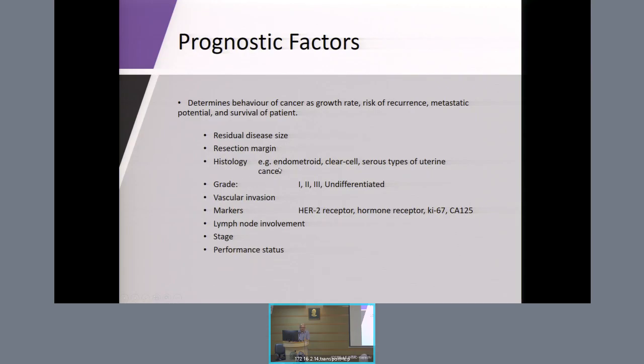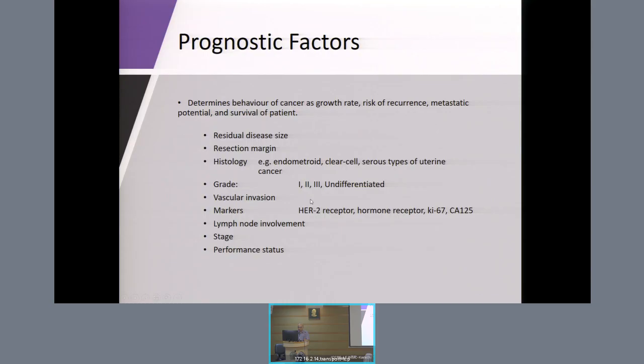Histology. There are certain histological types which have good prognostic features and some are aggressive. For example, endometrioid cancer is slow growing and has good prognosis. Clear cell cancer of ovaries is aggressive cancer. So when we know that this is aggressive, we can determine the prognosis. And serous type of uterine cancer is also an aggressive type.